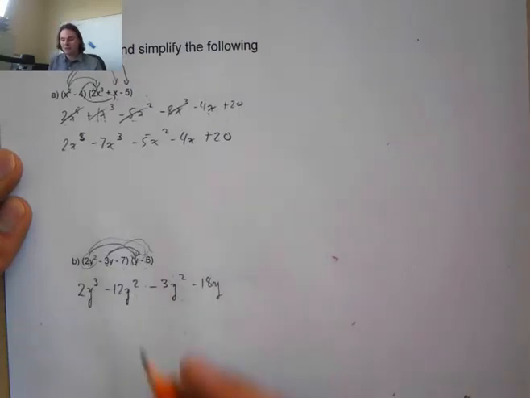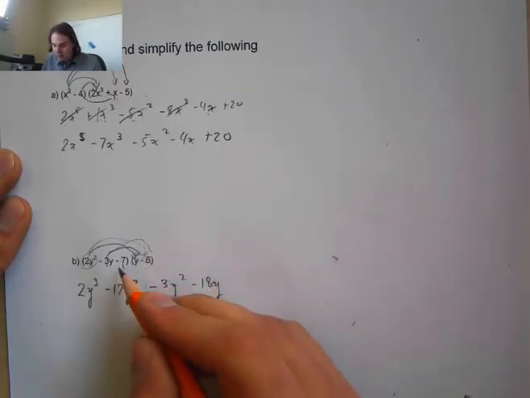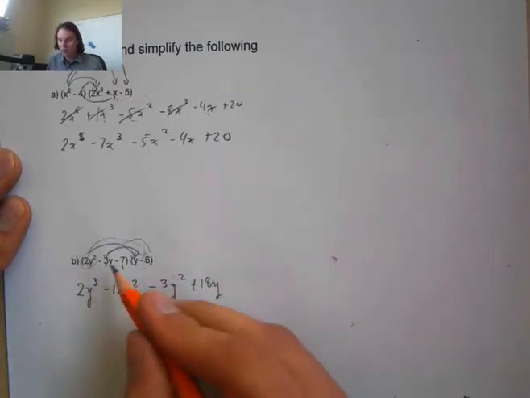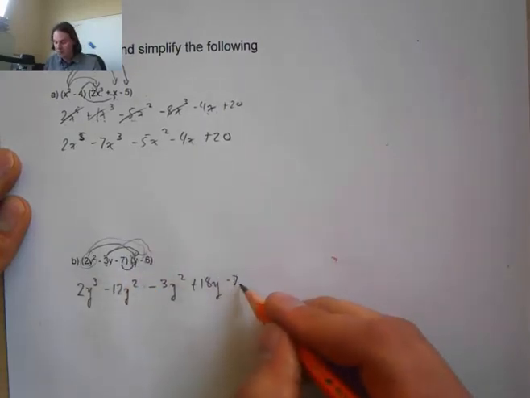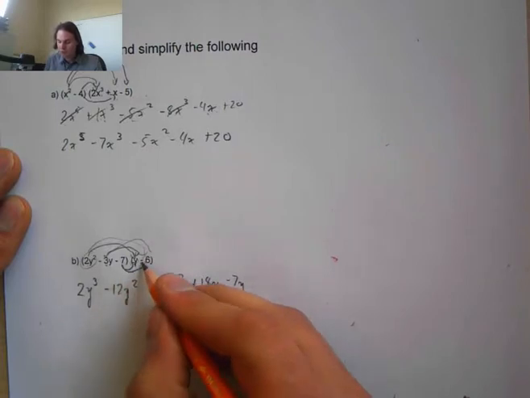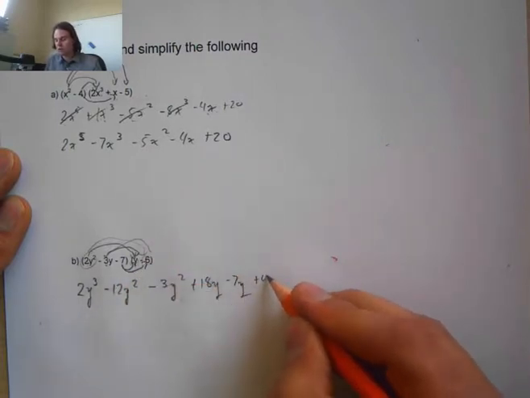Now I must do my 7. Negative 7, oh, that's a negative negative, so that's positive 18y. Negative 7 multiplied by y is going to give me negative 7y. And then I have to go negative 7 multiplied by 6 is minus 42.